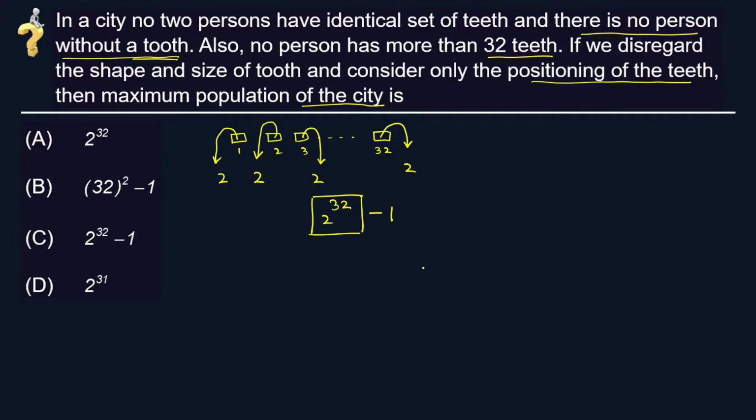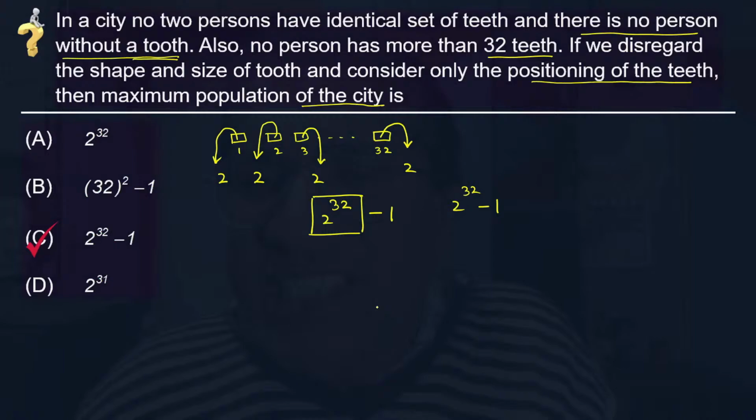Therefore, the total number of sets of teeth that can be formed, which eventually gives us the population of the city, is 2 to the power 32 minus 1. Hence, option C is correct. I hope this question is very clear to all of you. A person will have minimum 1 tooth and maximum 32 teeth, and no two persons have the same set of teeth.